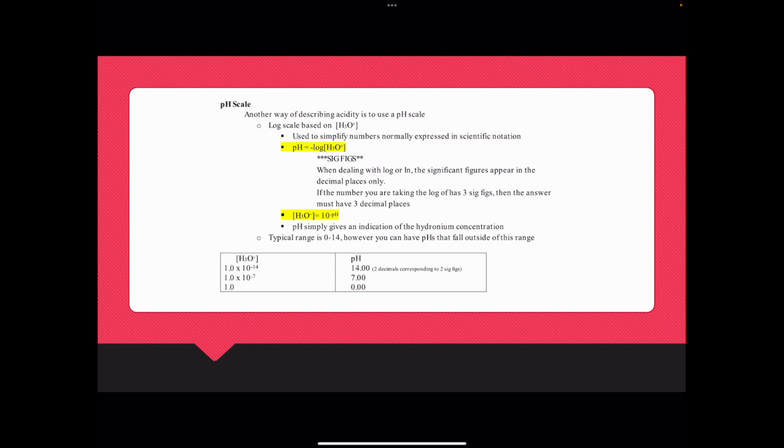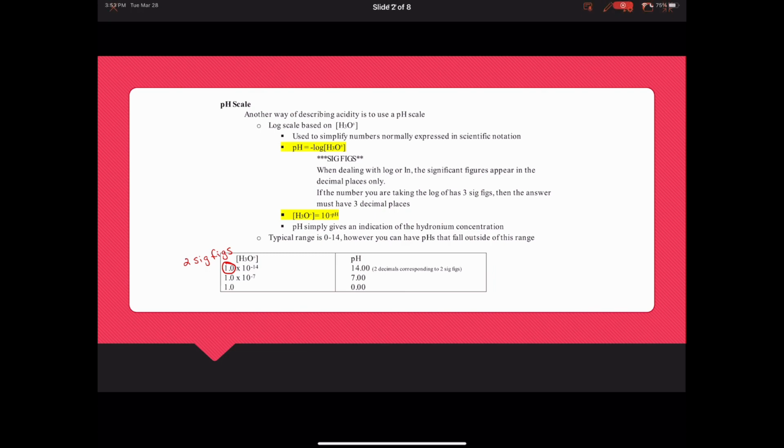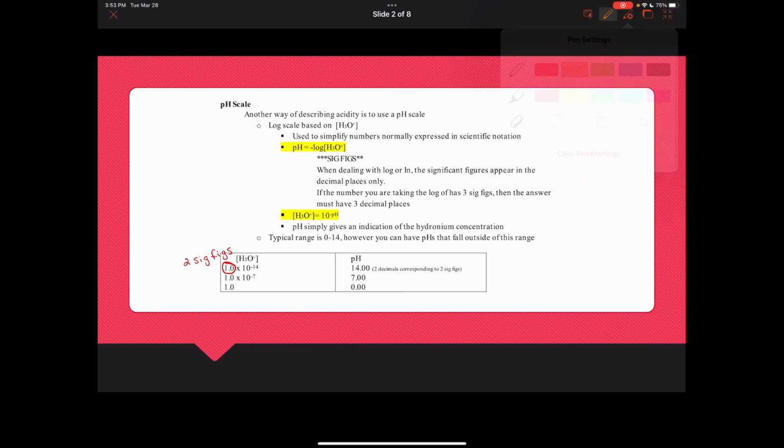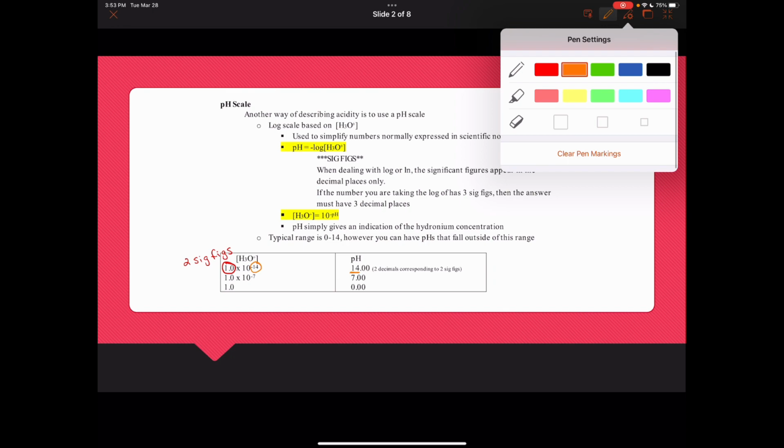Now, if I had a hydronium concentration of 1 times 10 to the negative 14th, if I go to my calculator, I plug that number in, I take the negative log, I'm going to get a value of 14. Here's where our significant figures become important. My concentration here has 2 significant figures. My pH here, that 14, is coming from that exponent here. So it's not a significant figure.